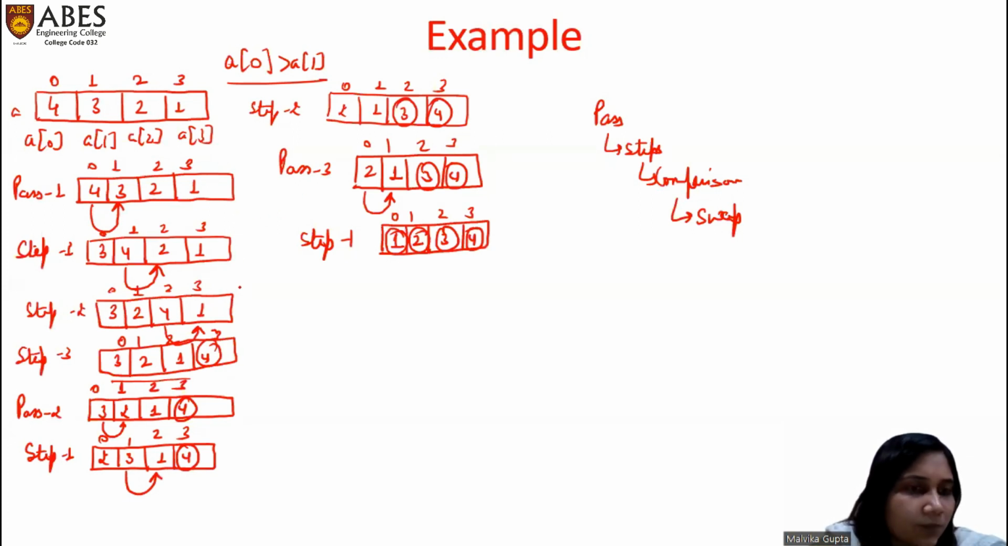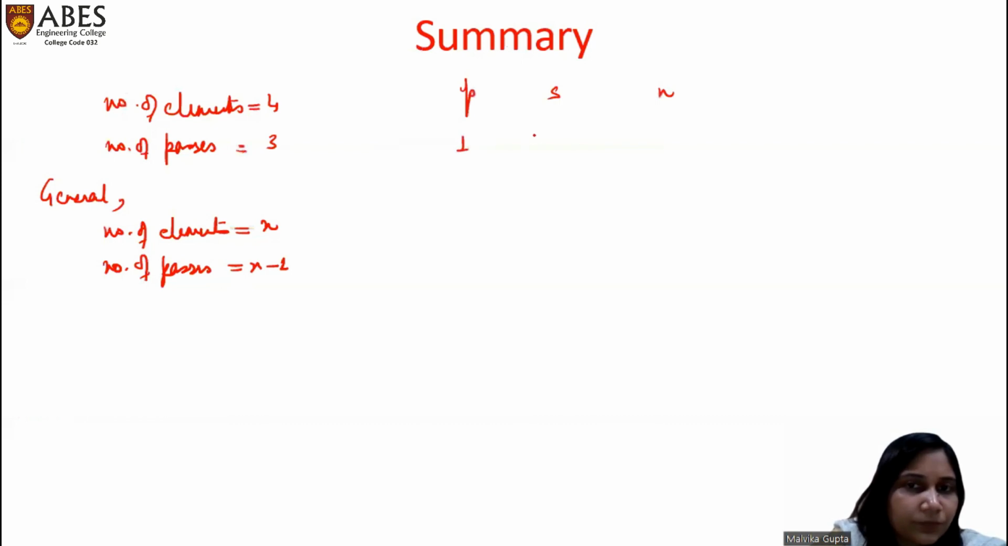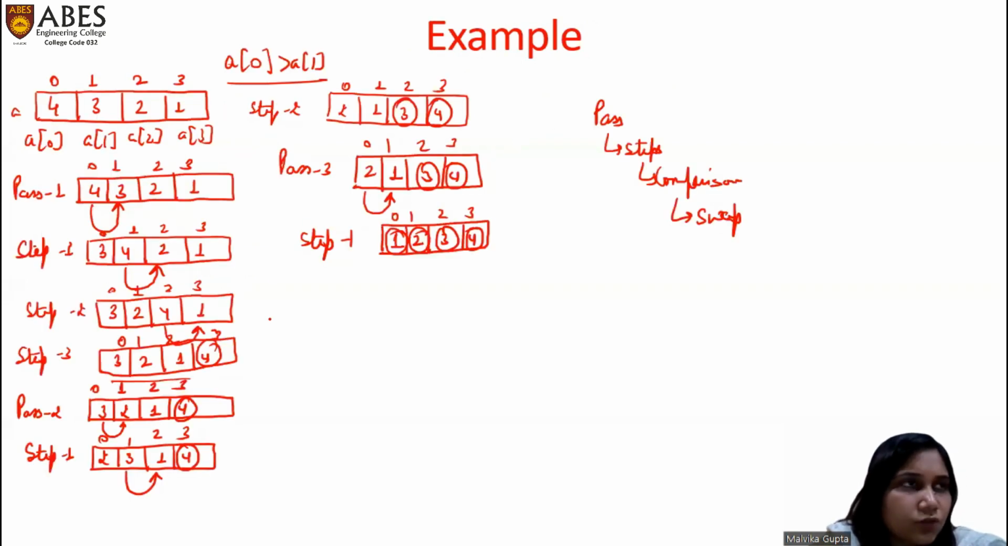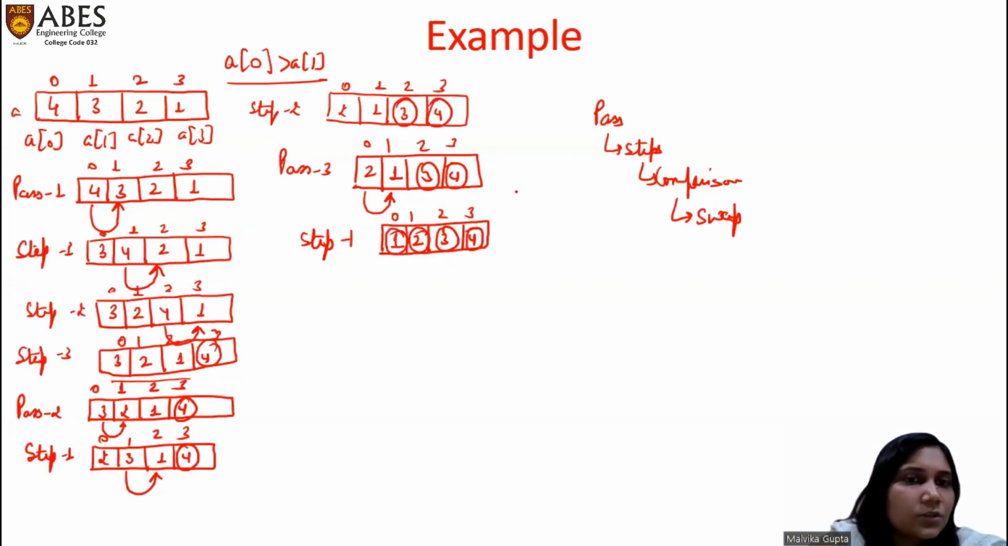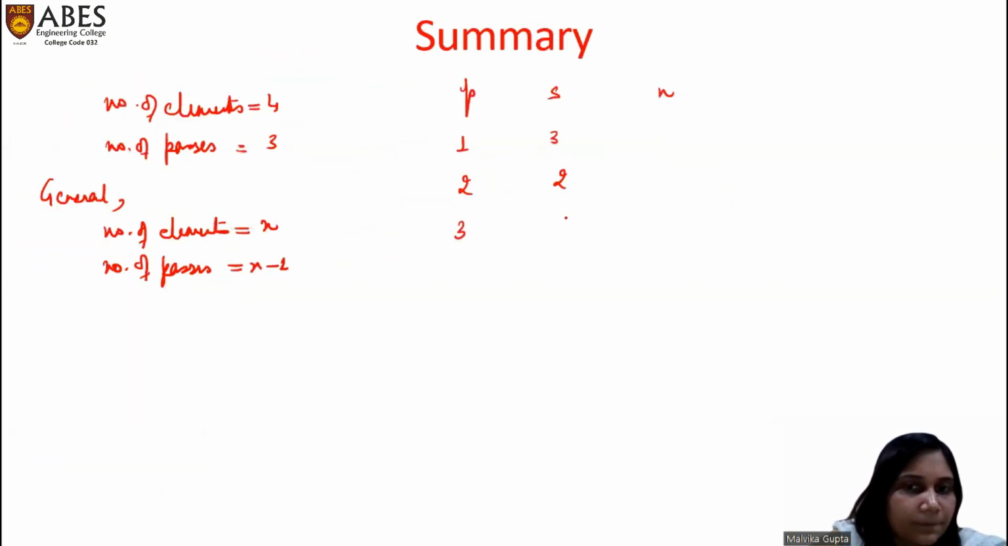In pass 1, we have the number of steps as 3. If I go for pass 2, then I have the number of steps as 2. If I go for pass 3, then I have the number of steps as 1. If you add these terms, you'll get 4. 2 plus 2 is 4. 3 plus 1 is 4. It means mathematically I can write n equals P plus S. I hope this is clear to everyone, right?